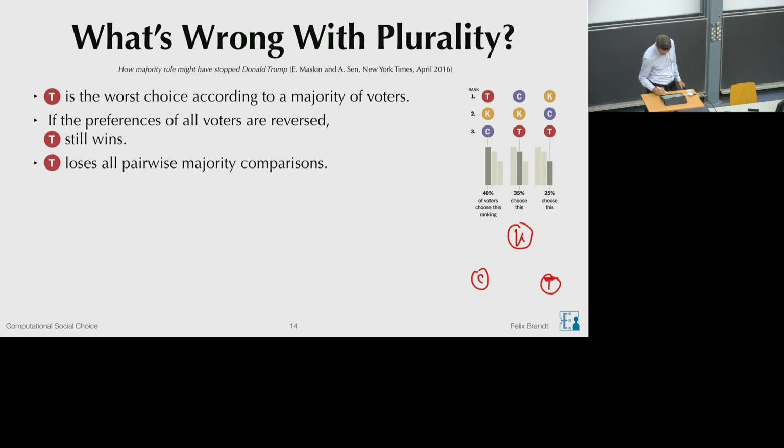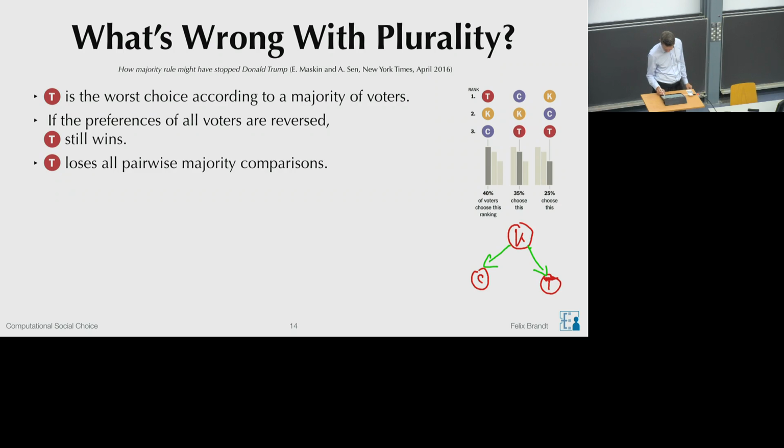Let me highlight this. These voters here prefer K to C, and those prefer K to C as well, and those are 65% of the voters, which is a majority. Therefore, we have an edge here. Absolutely right. How about K and T? Yes, K is preferred to T. And C and T, so Cruz and Trump?